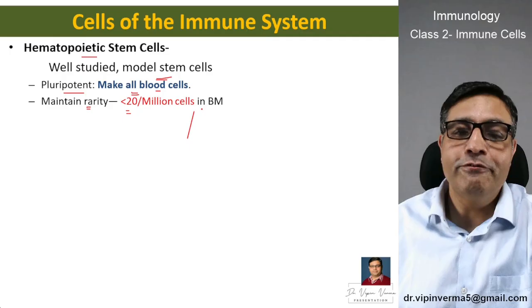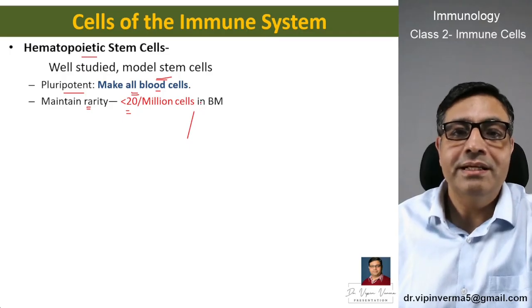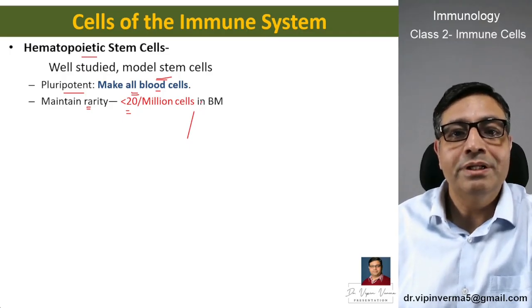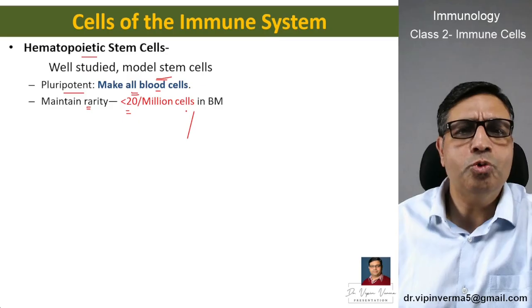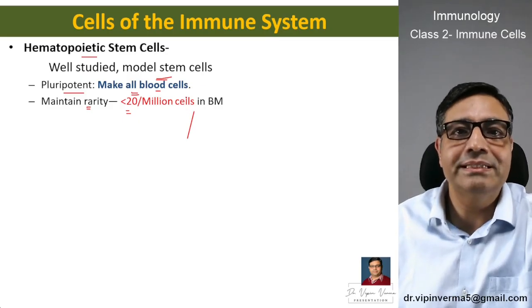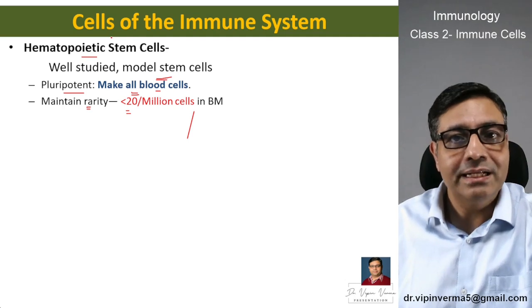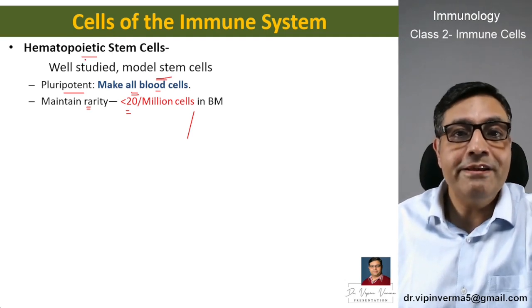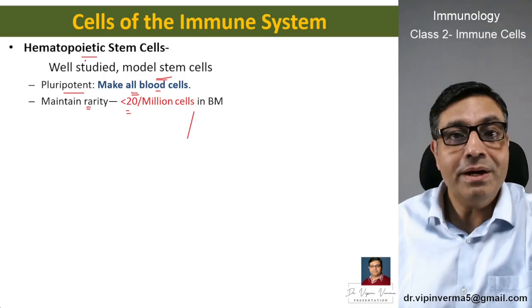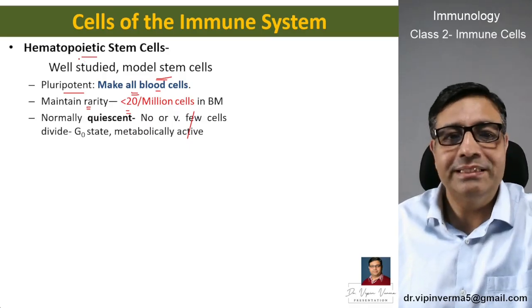So if you start counting the bone marrow cells, and if you count around a million cells, that is equivalent to 10 lakhs, then you will find around 20 cells or less than 20 cells which are of the hematopoietic stem cell category. And so they are very, very rare, right? But they are very, very potent.